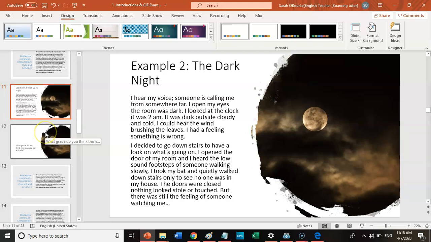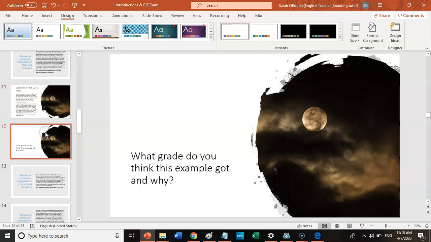So have a think. Firstly, is this one better or worse than the story that we just read? And what grade would you give this example and why? What mark would you give it for content and what mark would you give it for accuracy?